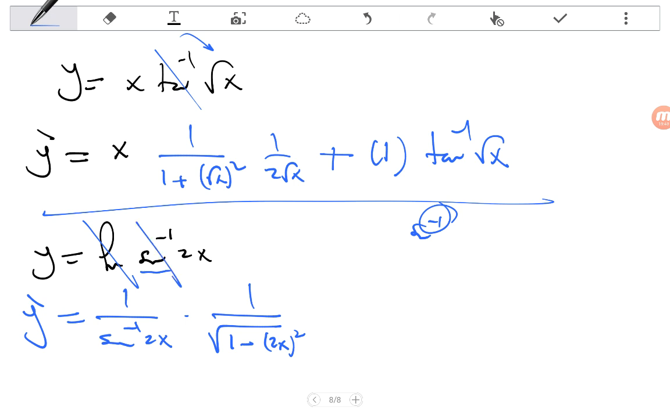So I have finished the sine inverse. Now I go inside the sine inverse, and I will find a 2x. What is the derivative of 2x? It is just 2. So this is the derivative of this expression.